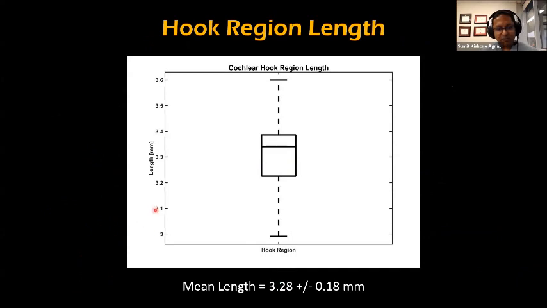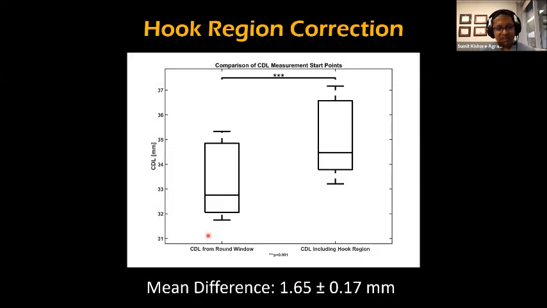So what we did is we measured that hook region and found that that length of the basilar membrane is about 3.3 millimeters. And if we compare measurements starting at the actual attachment of the basilar membrane to where we typically start at the center of the round window, we can see here's the CDL from the round window, and here's the CDL from the attachment of the basilar membrane. And there's a difference of about 1.65 millimeters. So this correction should also be taken into account if we're trying to find the total length of the organ of Corti.